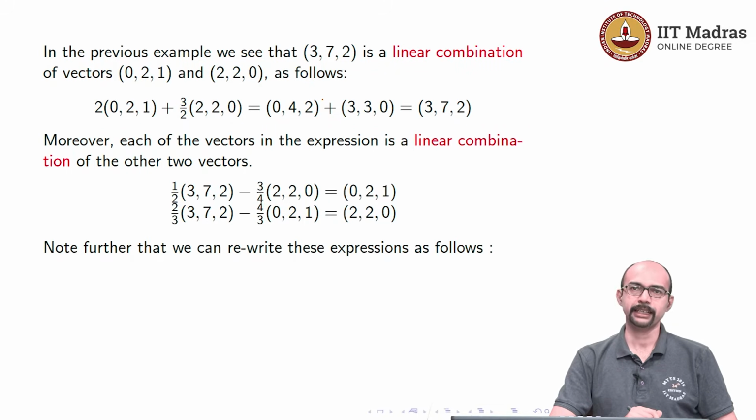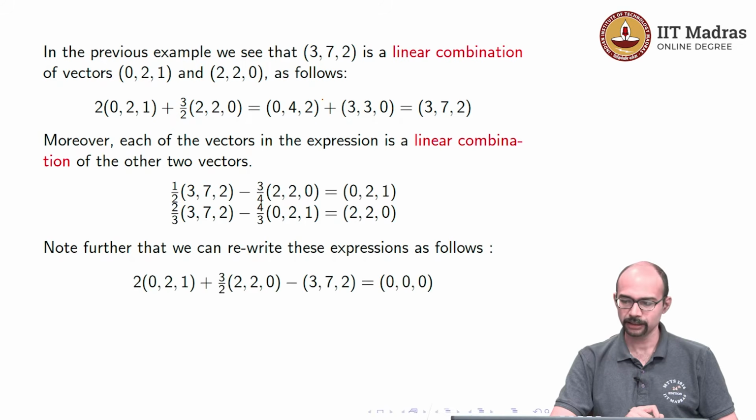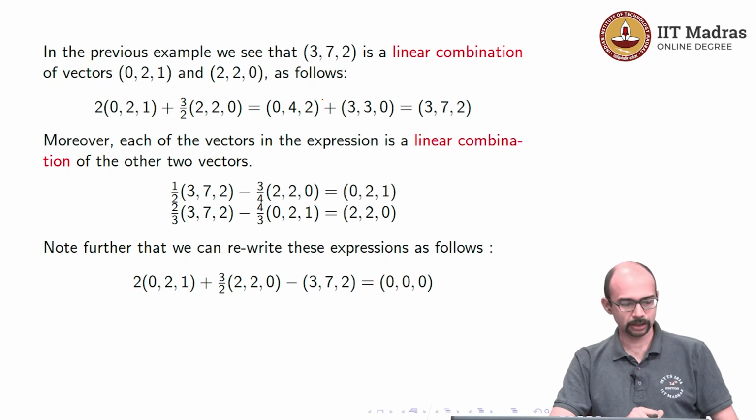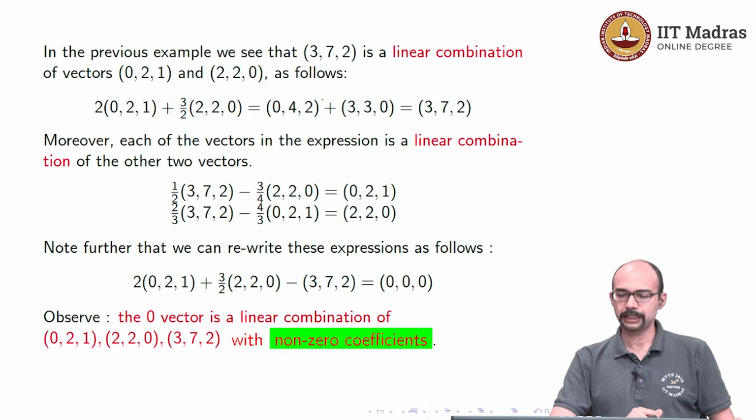Okay, and then again I can do the same thing that I have done before, namely I can move the 3, 7, 2 in the original expression to the left hand side and get 0, 0, 0 on the right hand side. So what is the net result? That the 0 vector is a linear combination of 0, 2, 1, 2, 2, 0 and 3, 7, 2 with non-zero coefficients. Okay, and again I'll encourage you to check that these 3 vectors lie on the same plane.